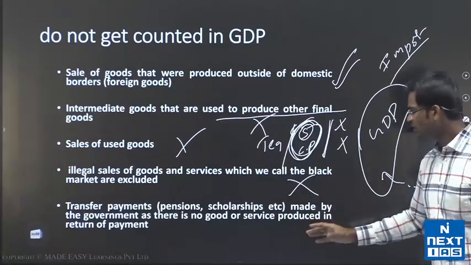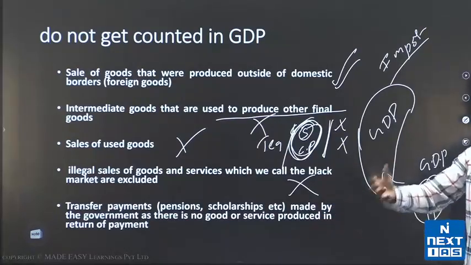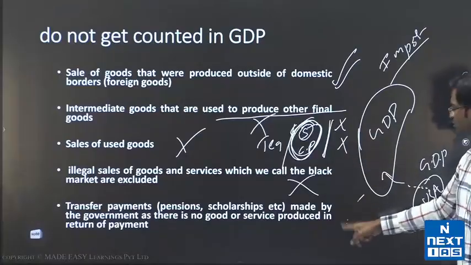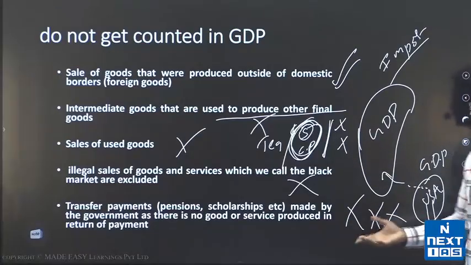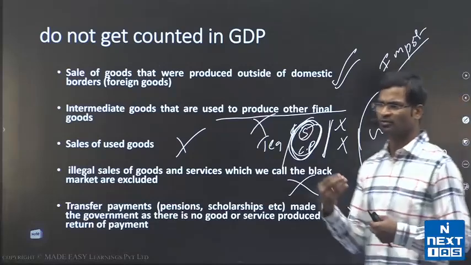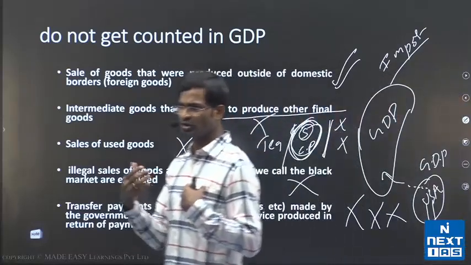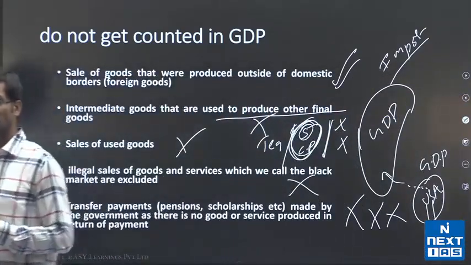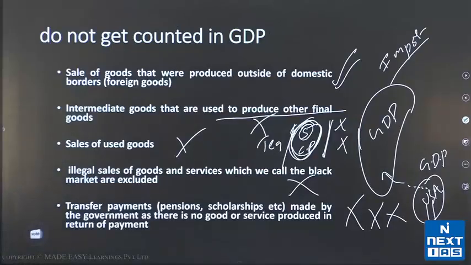Then tell me, government giving pension to you, government giving scholarship to you, added to GDP or not added? Not added. Because that's a transfer income or factor income? Transfer income. Scholarships, remittances, gifts, donations are not added to the GDP or GNP because they are transfer incomes, not factor incomes.